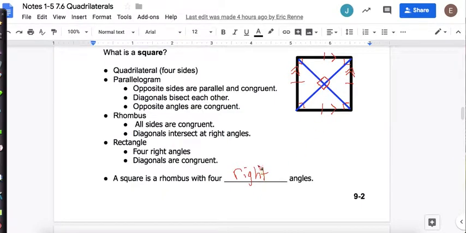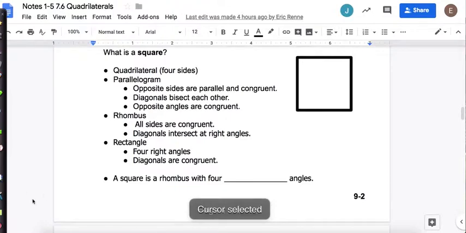So if I ever asked you which 2 shapes have diagonals that bisect at right angles, you would tell me square and rhombus. So a square, notice, is a rectangle because it has 4 right angles. It's a rhombus because all sides are congruent and the diagonals intersect at right angles. And it's a parallelogram because it has 2 sets of parallel sides. Opposite sides are congruent, opposite angles are congruent, so it has all the properties. Except for, turn the page, it's not a trapezoid.